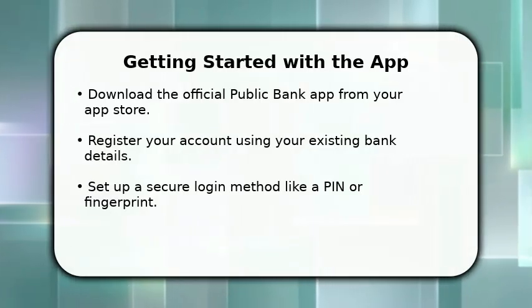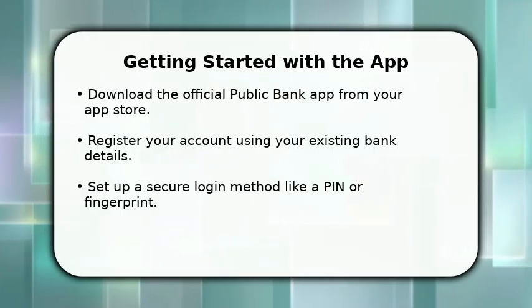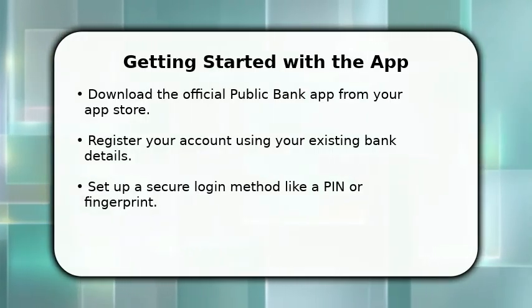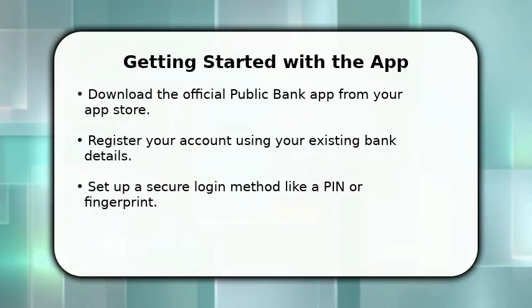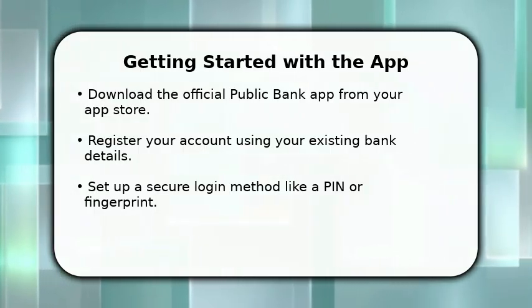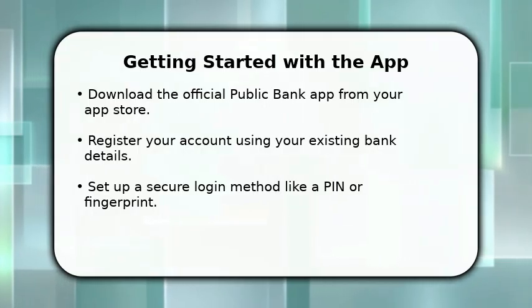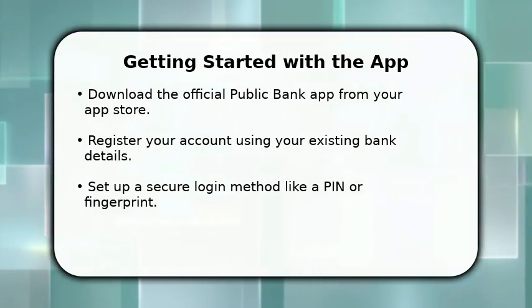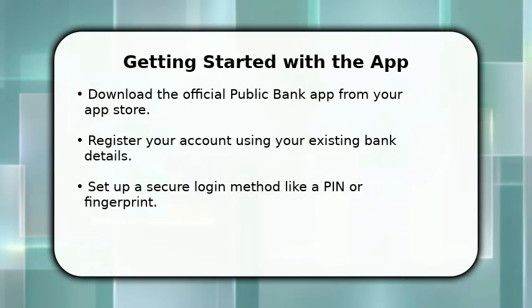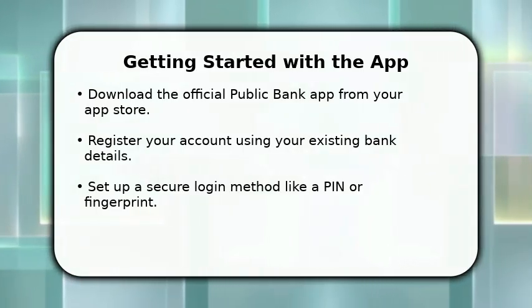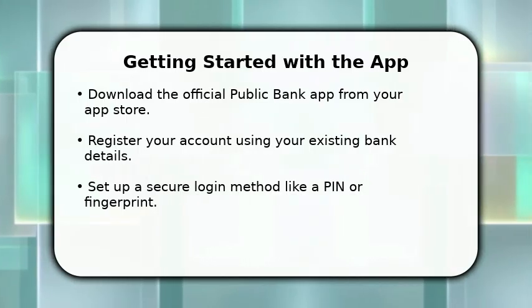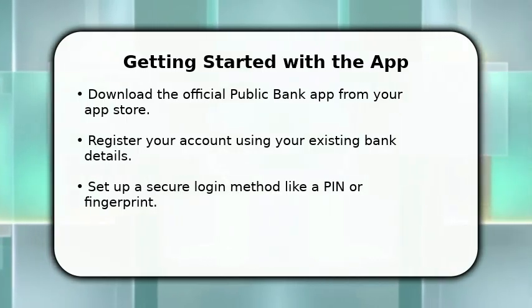In this video, I will explain how to use the Public Bank app. First, download the official app from your device's app store. Once installed, register your account using your existing Public Bank credentials. You'll then set up a secure login, such as a 6-digit PIN or biometric authentication like a fingerprint, for quick and safe access. This initial setup ensures your banking is both convenient and protected.